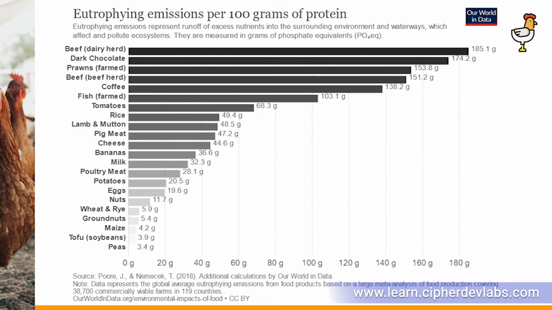After that, let's talk about the eutrophying emissions per 100 grams of protein. On top of this list is beef or dairy herd with 185.1 grams. Then there's beef herd with 151.2 grams, and lamb and mutton come in around 48.5 grams.